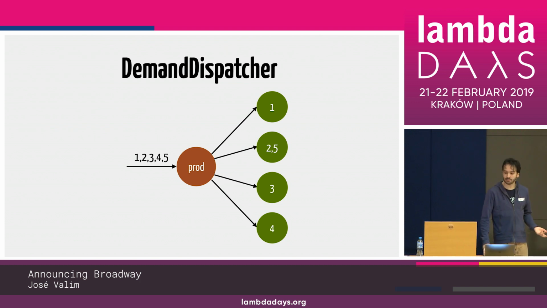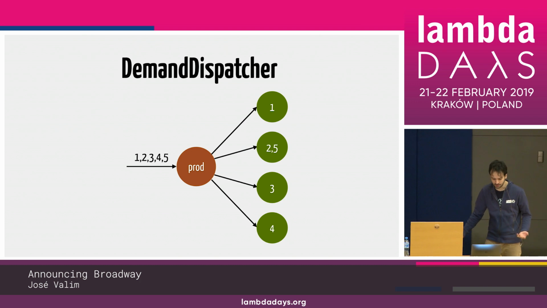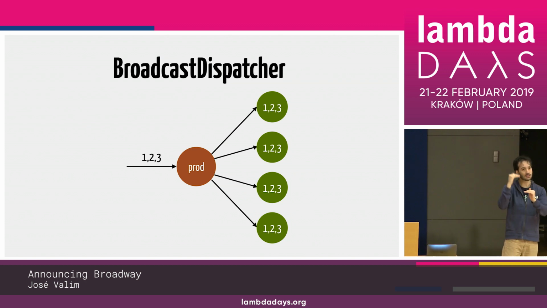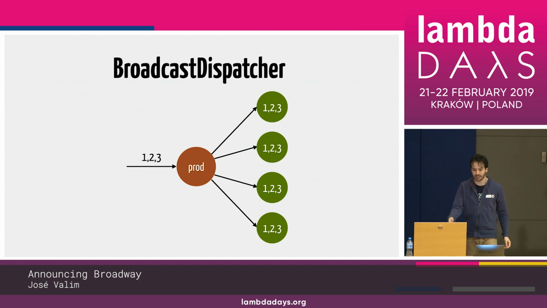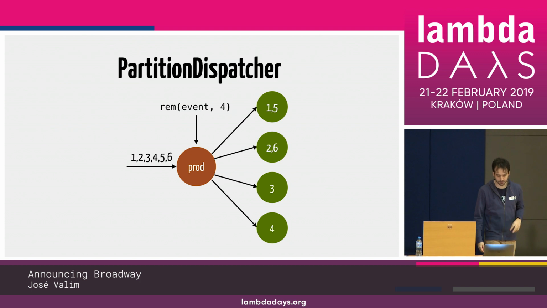But we have other dispatchers as well. We have, for example, something like a broadcast dispatcher, which sends the data to all the consumers. Or we have a partition dispatcher, which allows you to control to which stage, to which consumer the data goes, based on a partitioning function. Okay, so here we are using the remainder of 4, and then we can control which process gets each data. So one process is going to get 1, 5, 9, the other is going to get 2, 6, 10, and so on.